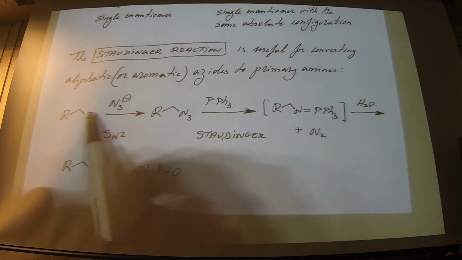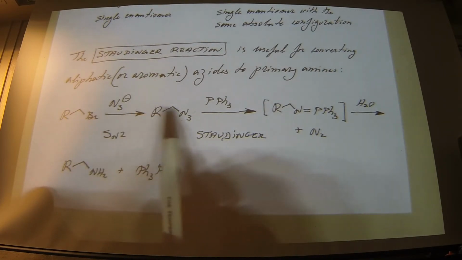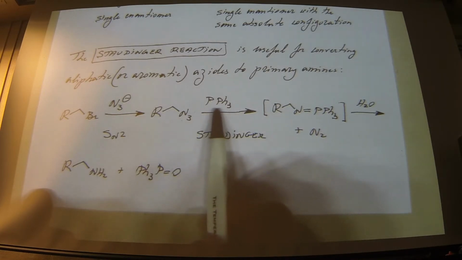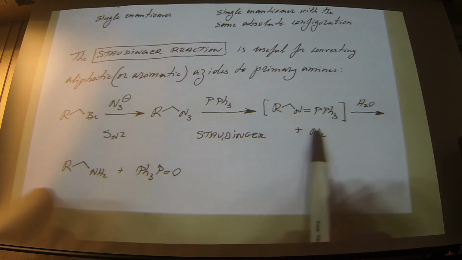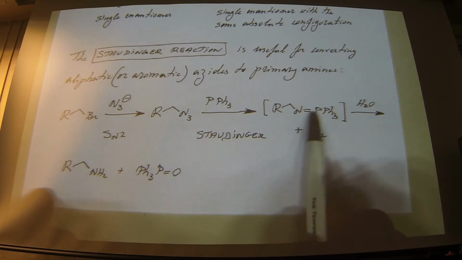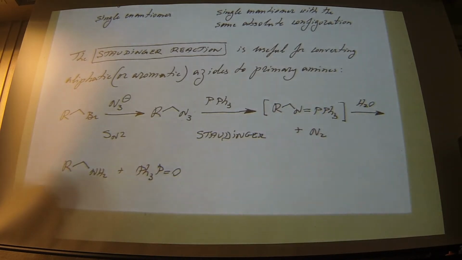So look what happens. I take an alkyl halide and do an SN2 reaction with the azide, normal chemistry. Then I treat this with triphenylphosphine. Any kind of trialkyl or triaryl phosphine will work. And you end up getting nitrogen. So this spits out nitrogen and gives you this species. What does this look like? Have we ever seen anything like that?